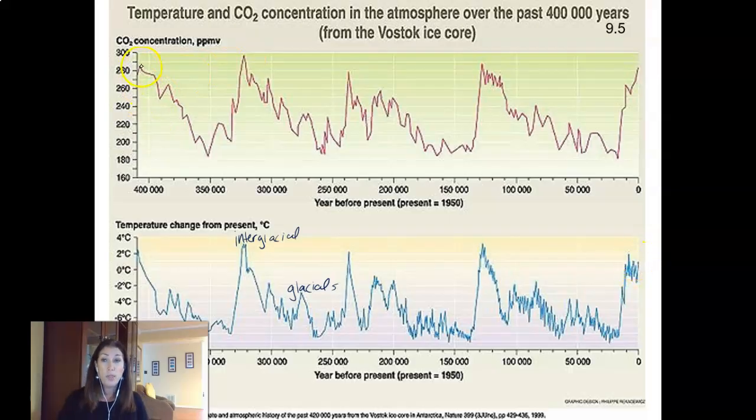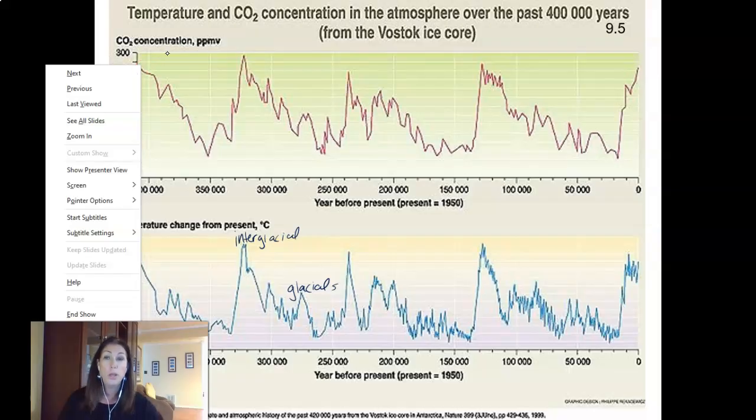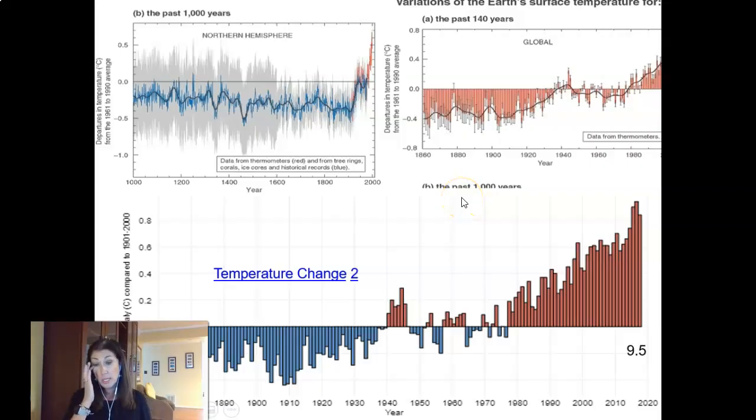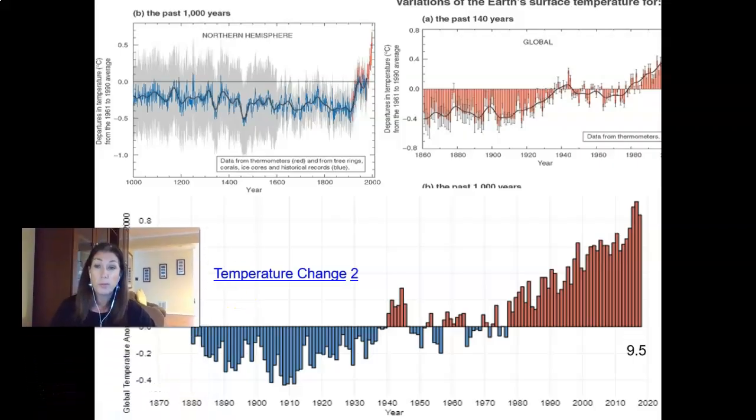And you can see that when there are peaks in CO2, there are also peaks in our temperature. So our CO2 peaks do correspond with our interglacial periods, and the drops in CO2 do correspond with our ice age. So this is why there's such a focus on CO2, is because we do have the data that ties CO2 to temperature. And it is difficult to discount that our temperature has been changing ever since the Industrial Revolution.